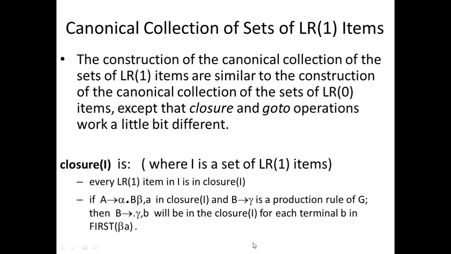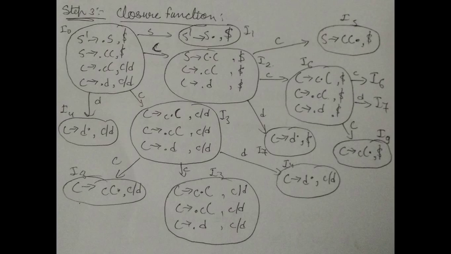Now, to construct the canonical collection of LR1 items, the closure of I operation is given over here. Do have a look at it. Next, we construct the closure function and the canonical collection of LR1 items. The only difference from the CLR1 construction is that after each production, we write the lookahead, which can be seen as the production carrying after the comma.